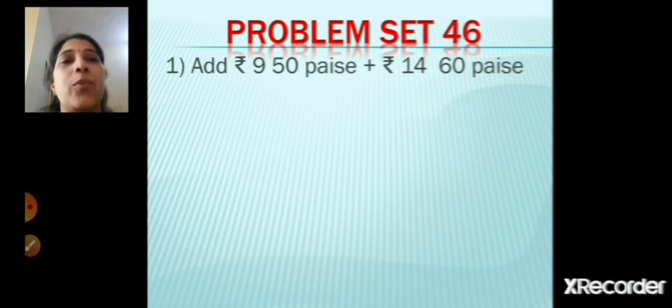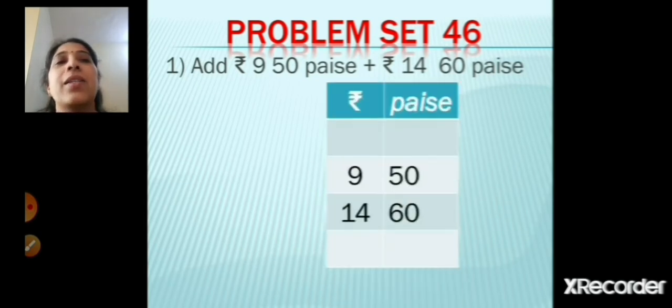Now what is given in problem set 46? First one is add rupees 9 50 paise plus rupees 14 60 paise. Now you can see here rupees and paise is given. So what you will do, you will prepare a table as rupees and paise, right? So 9 rupees, you will write in the rupees column as 9, and 50 paise, in the paise column you will write it as 50. Next is rupees 14, so 14 you will write in the rupees column, and 60 paise, so 60 you will write in the paise column.